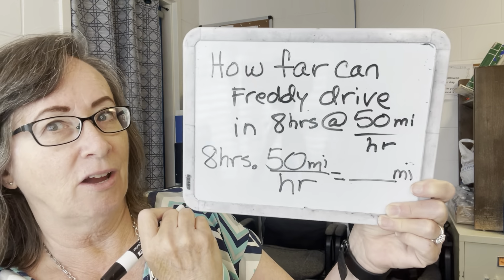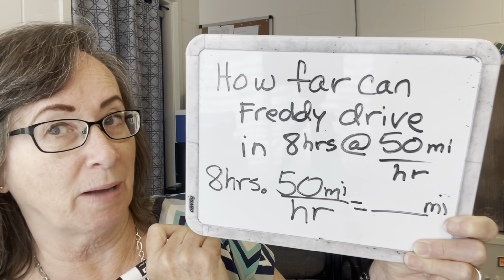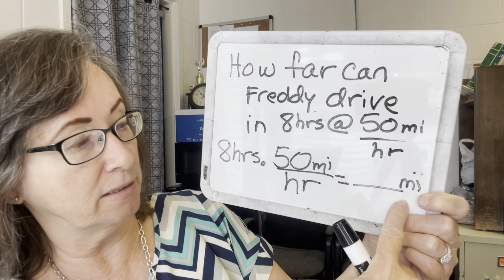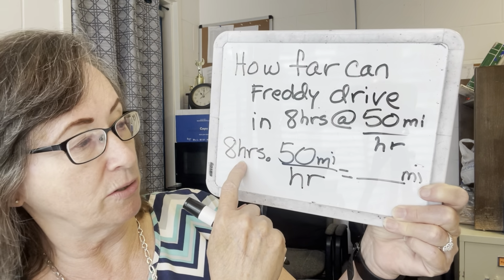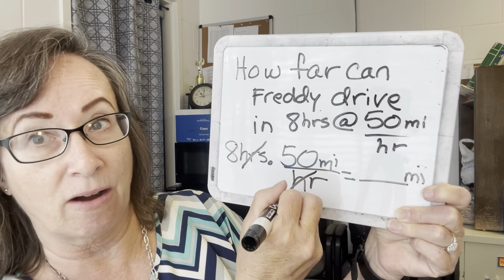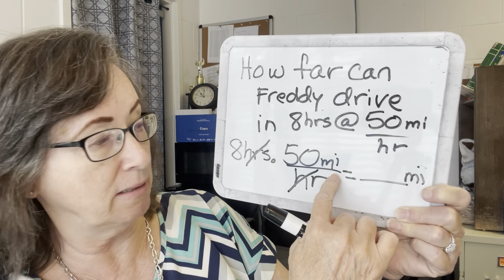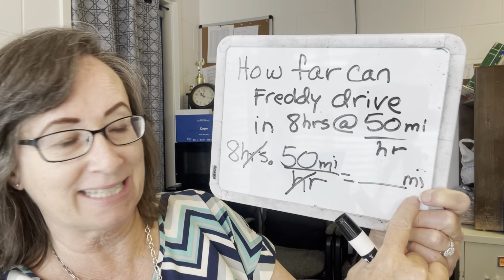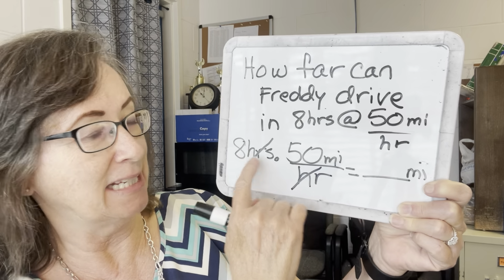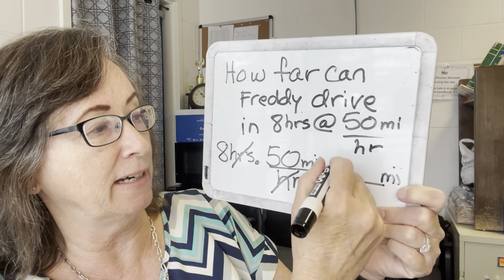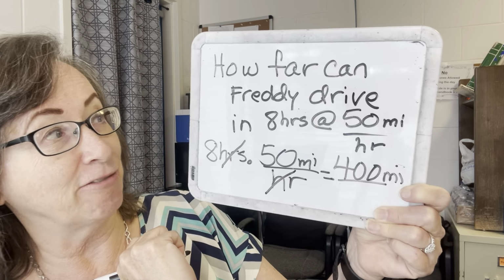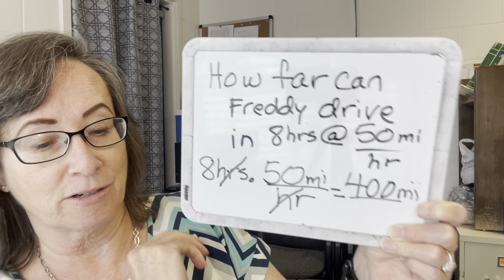Okay, so now we can always tell if we've set a problem up correctly by looking at our units. I'm looking for how far. I've got 8 hours. I've got 50 miles per hour. Won't hours cancel hours, leaving me with miles? And it looks like I have it set up correctly. So 8 times 50, 8 times 5 is 40. So I'm going to tack on another 0. And 400 miles is how far Freddy can drive in 8 hours.